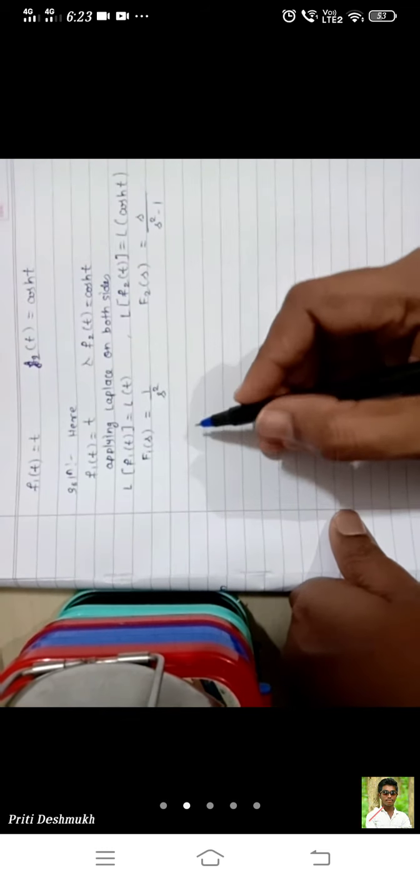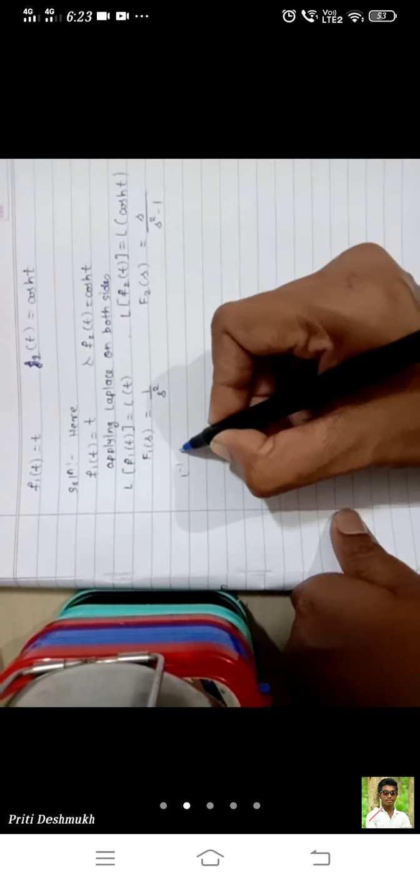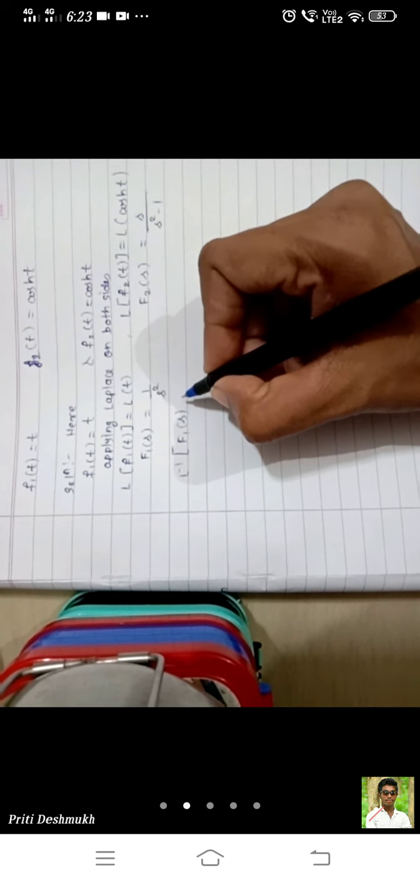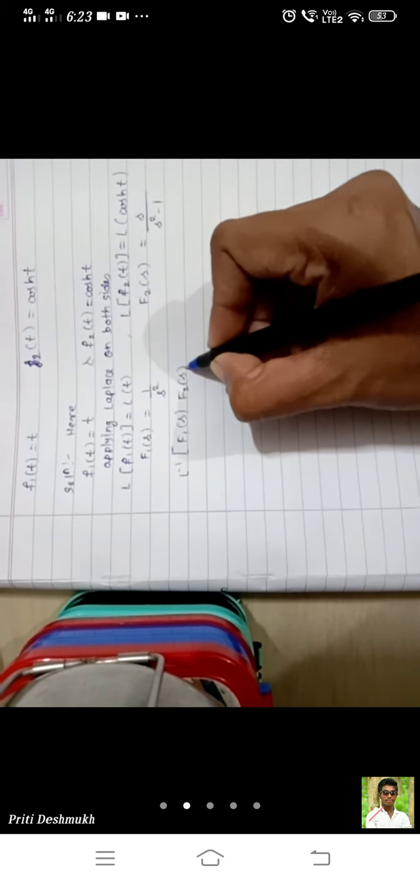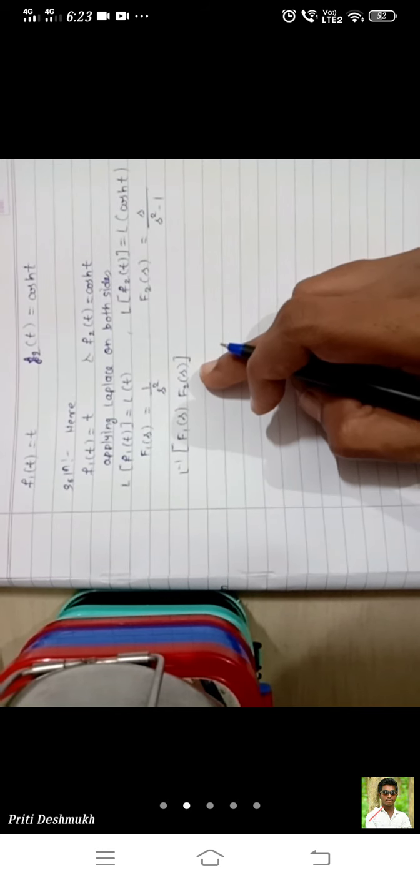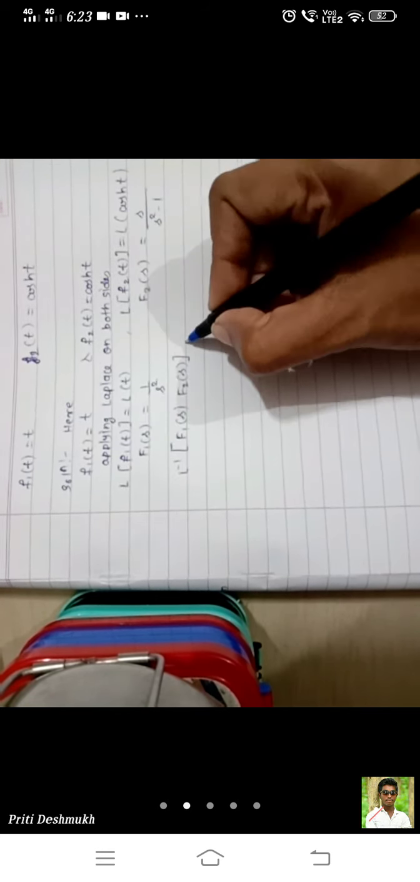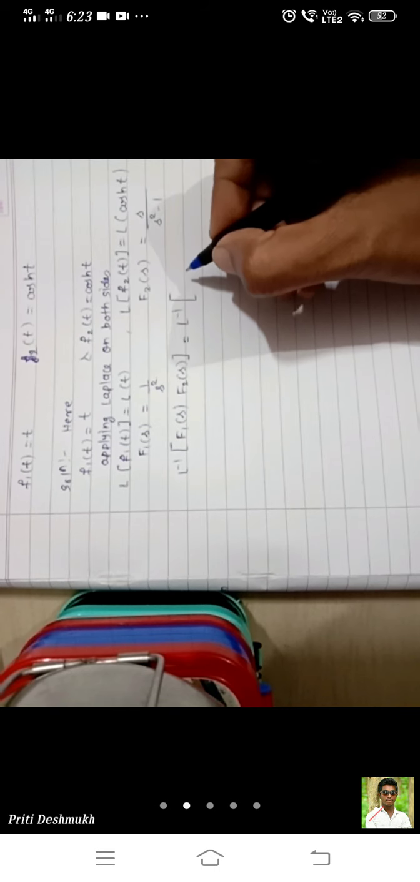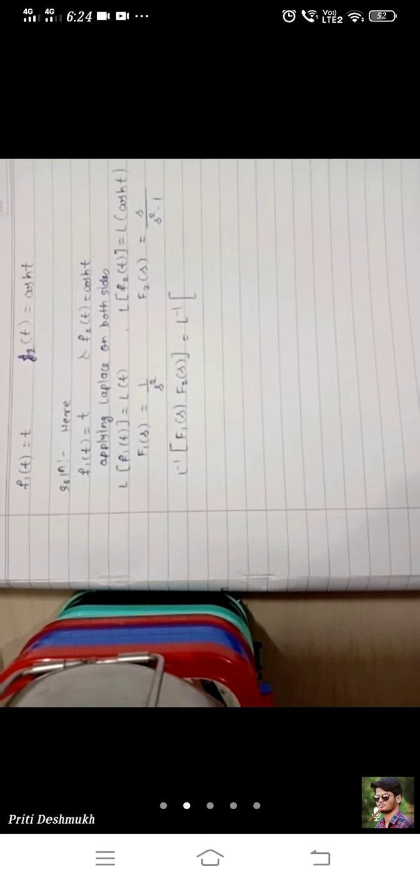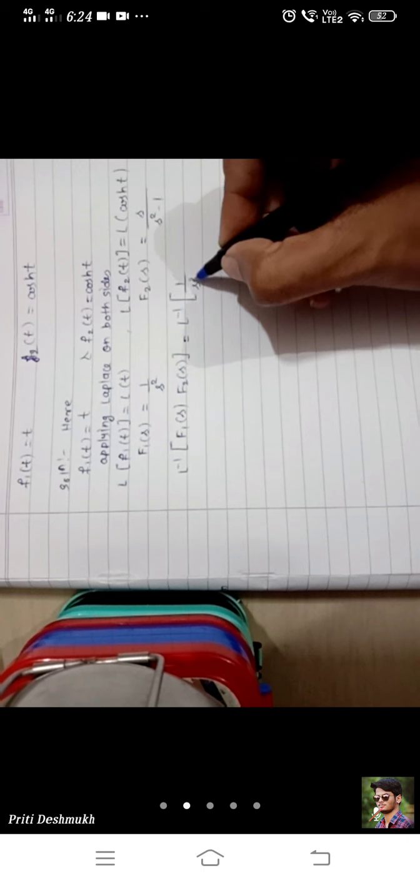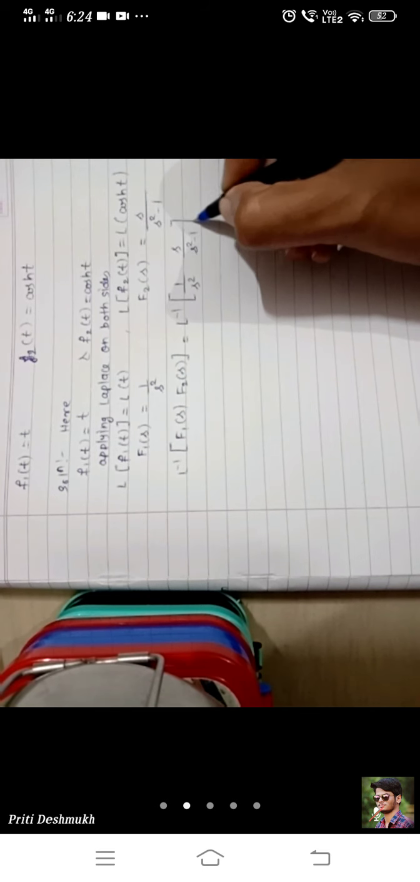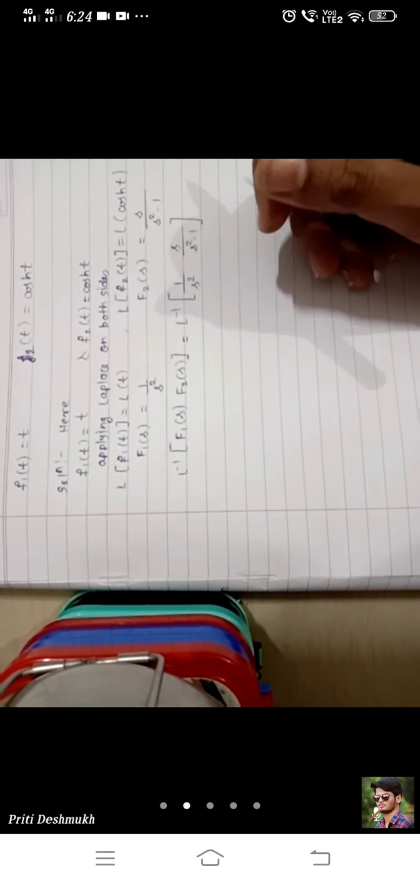Now the convolution theorem means applying Laplace inverse on the product of two functions, F1 of s and F2 of s. So Laplace inverse of F1 of s into F2 of s is equal to Laplace inverse of 1 by s square into s upon s square minus 1. First of all we have to solve this.